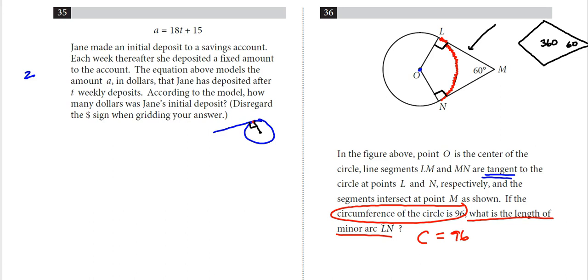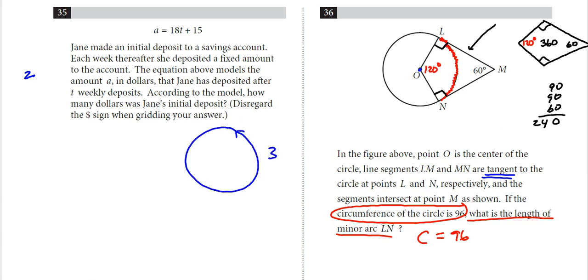And right now we have 60, 90, and 90. So when I add those guys up, I'm looking at 240, which will tell me how much I have left. I know that this angle right here is 120 degrees. Okay, that's one way to do it. Basically, if you think about a full circle, it's 360 degrees, and we're intercepting exactly 120 of that. 120 out of 360 is exactly 1/3 of the circle.